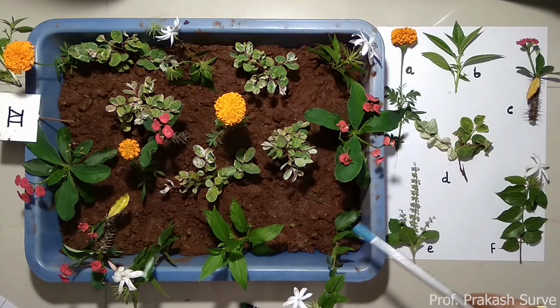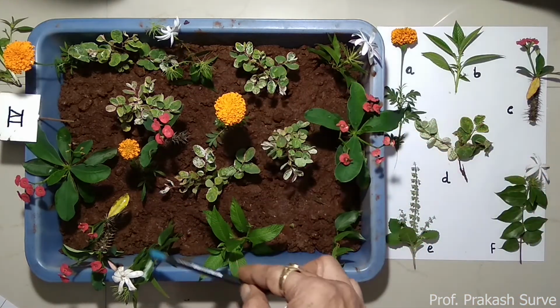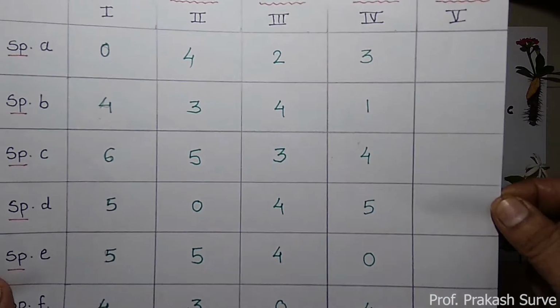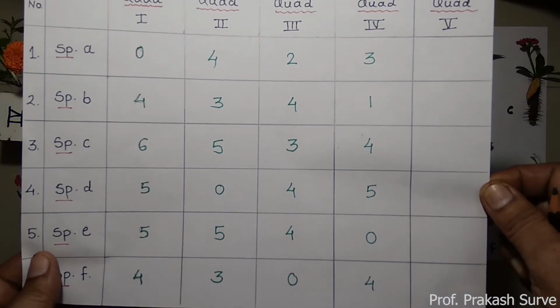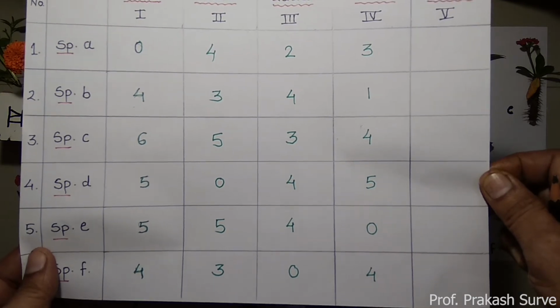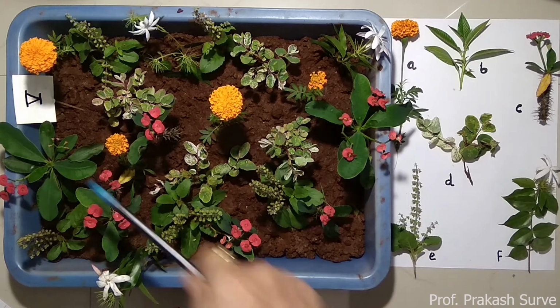Species F, 1, then 2, then 3, and then 4. You have to check it again. So total 4 plants are there about species F. So like that here we got the result for quadrant number 4: species A3, B1, C4, D5, E0, and F4. Okay, this is quadrant number 5 now.